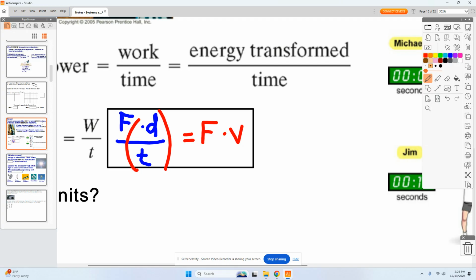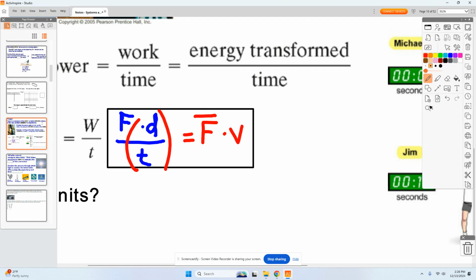If the force is variable, the best I can do is use an average force times the velocity. Sometimes we know how much work we do. Other times we just know how much force we exert multiplied by how fast an object is moving. Let's talk really quick about units.